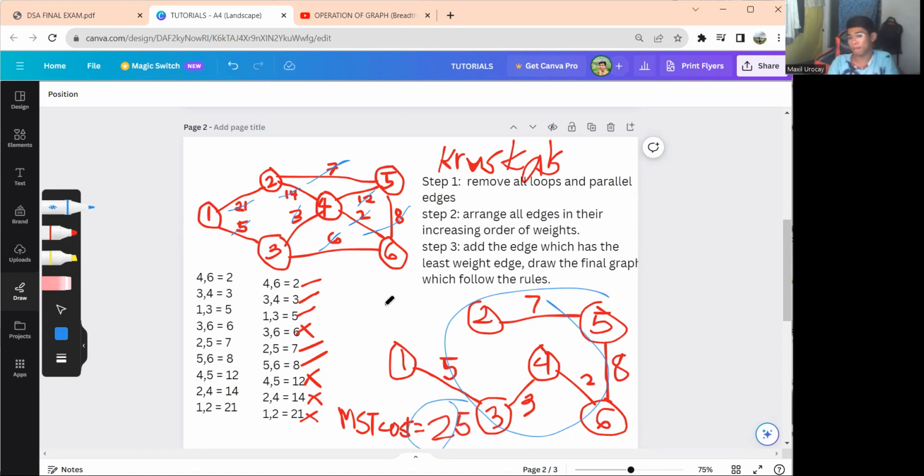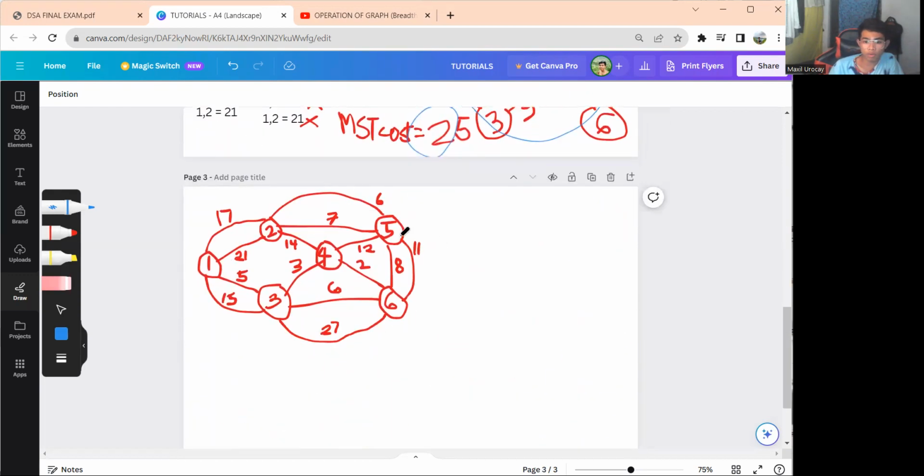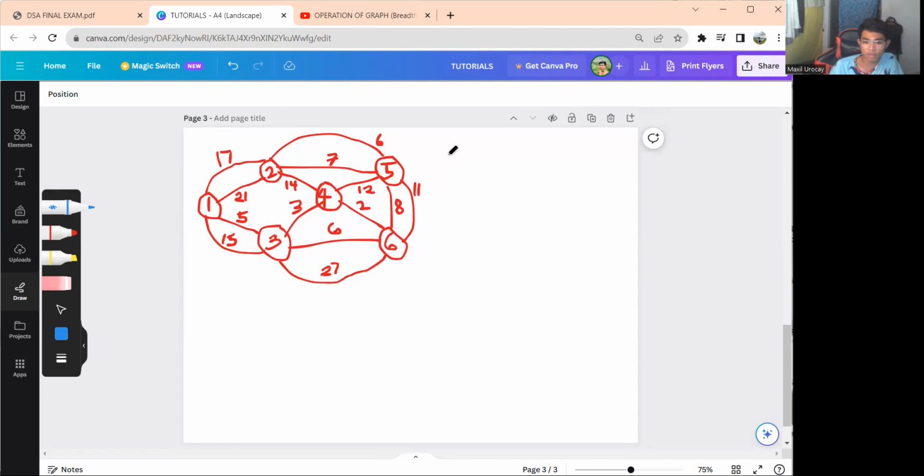That is how we come up with Kruskal's algorithm, Kruskal's minimum spanning tree algorithm. So now, let's move on to Prim's spanning tree algorithm. With this one, class, I will begin to use Prim's algorithm. We'll be going to use the same example here.